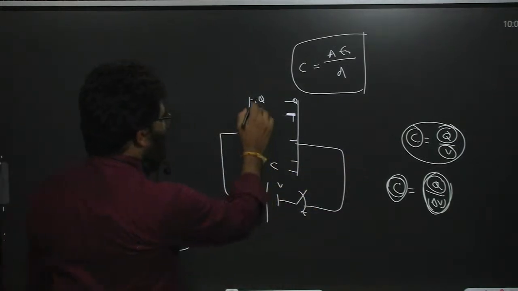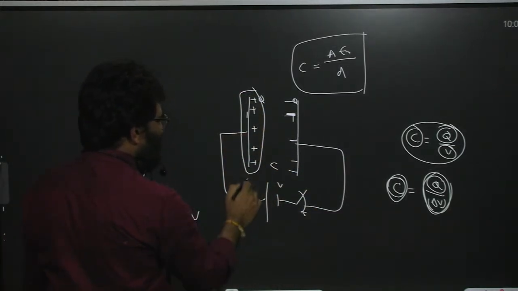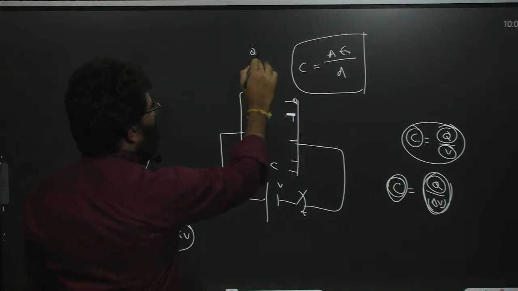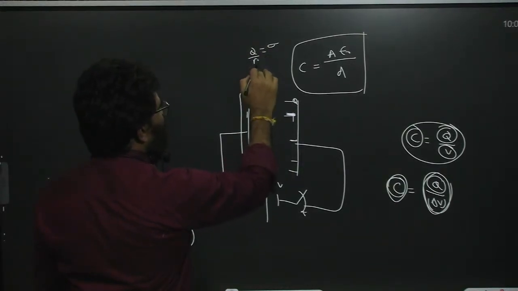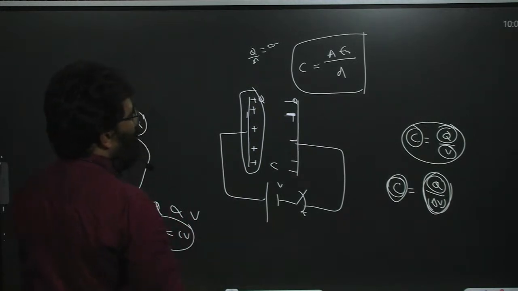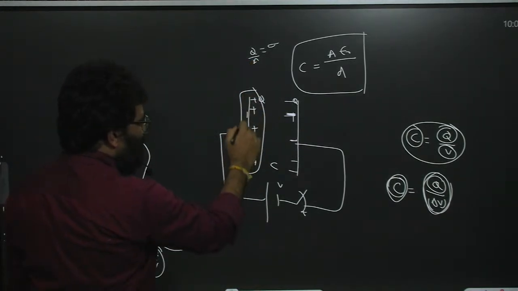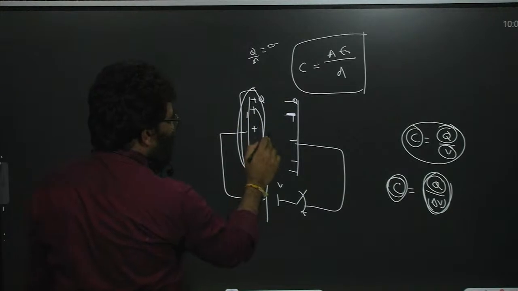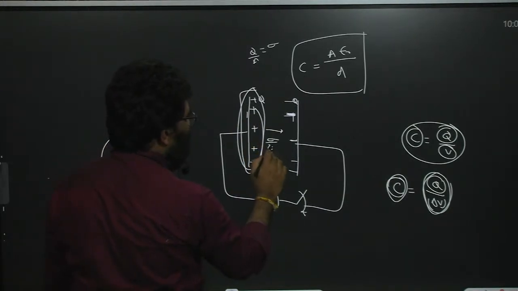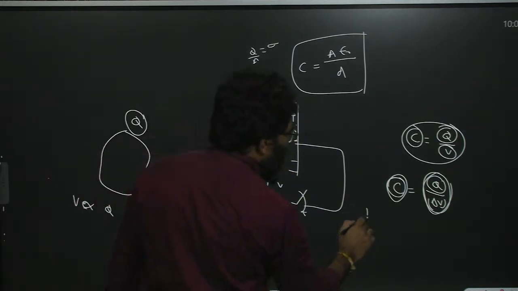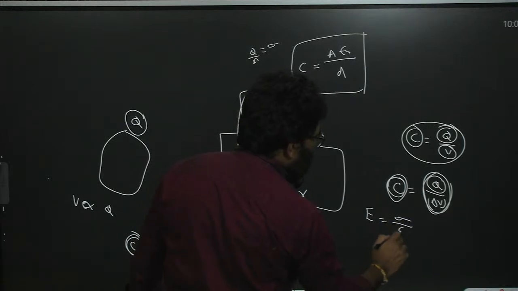Just take a charged conductor. Say Q is given, so Q by A is equal to sigma. The field due to this plate is sigma by 2 epsilon naught, and due to the other plate also sigma by 2 epsilon naught. So when we add them, the field inside the capacitor is sigma by epsilon naught.